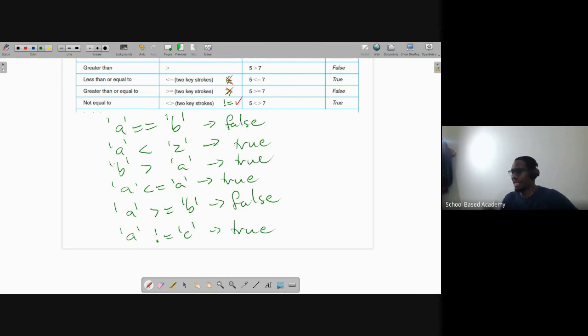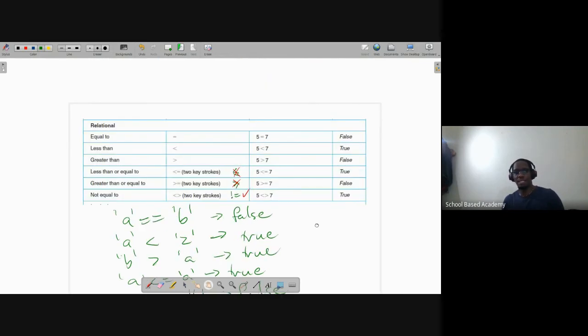A is unequal to C. It's not the same thing as C, right? The answer to this is true. So A and C are not the same thing, and saying A is unequal to C is a true statement. I am not the same as Jamiro. That's a true statement. However, if somebody said Jamiro is not the same as Jamiro, that's a false statement, because Jamiro is Jamiro. All right? So these are our relational or comparison operators.